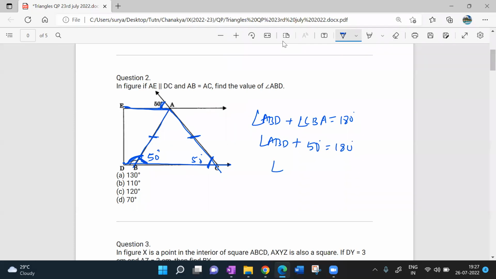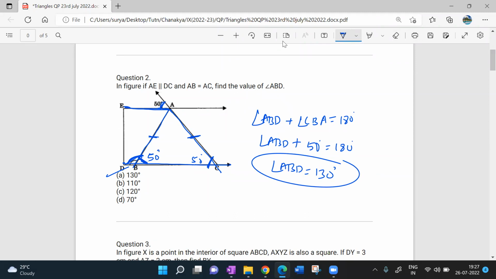I wrote it the wrong way around, that's it. Sir, we can write it like that also. I wrote the ABD value as 50 actually. That is what we needed to find out. Earlier I wrote ABD as 50. That is the mistake we made. Yes, sir. So, next question.